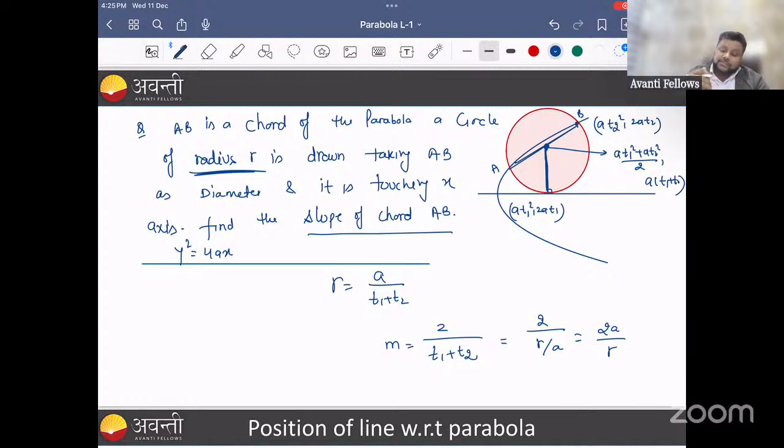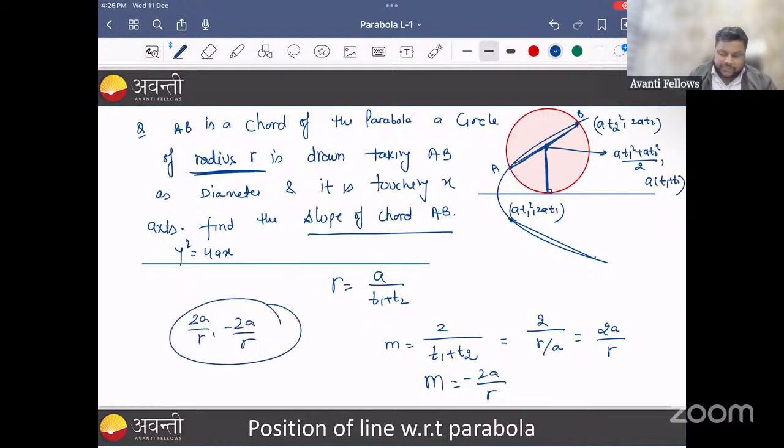Now if I take r positive, it will be above the x-axis. Now there can be a chord exactly below the x-axis. In that case, slope can be 2a by minus r. Am I clear? So that means slope can be 2a upon r, comma, minus 2a upon r. These are your two answers. Fine. Dhruvi, understood?